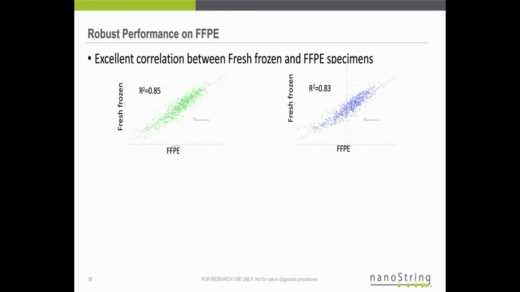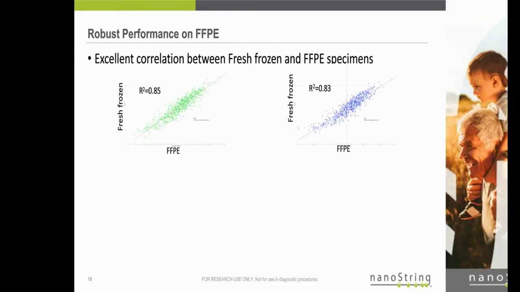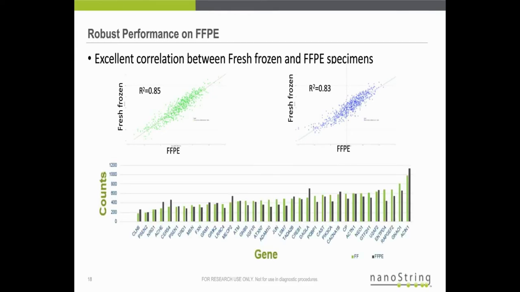And below this, you can see the counts per gene from a randomly selected subset of targets on the panel, demonstrating what we saw in that previous study, which is that counts are consistent between samples or preservation methods.